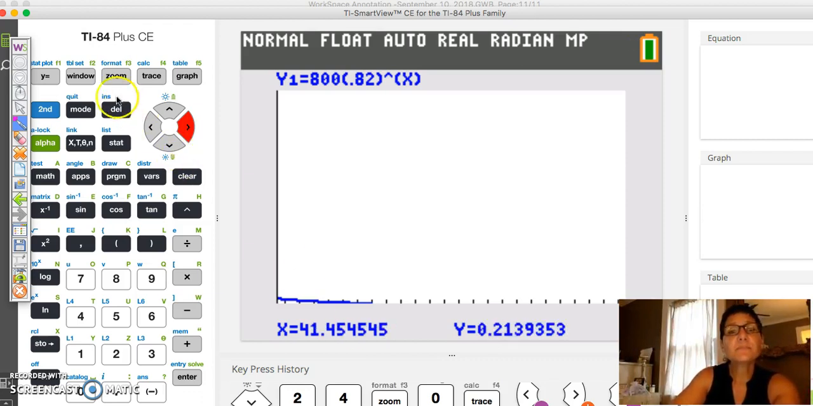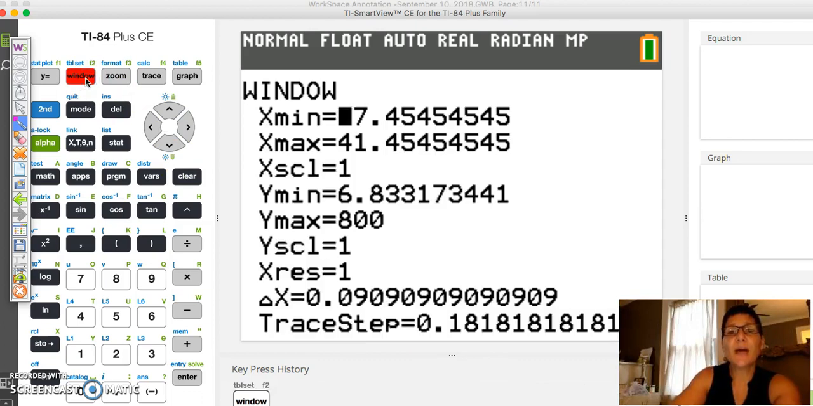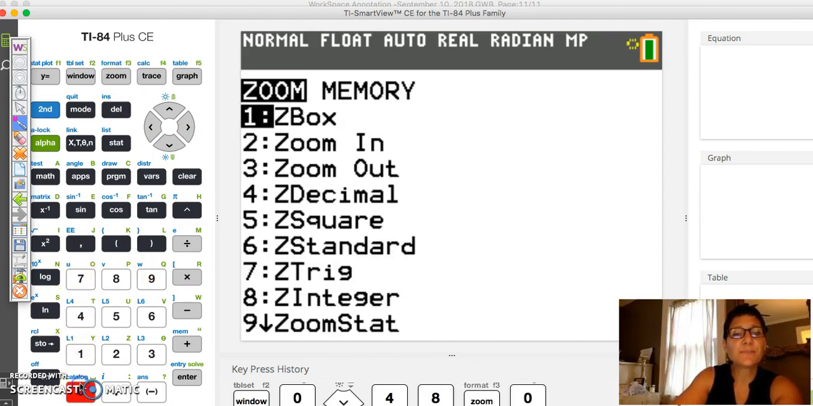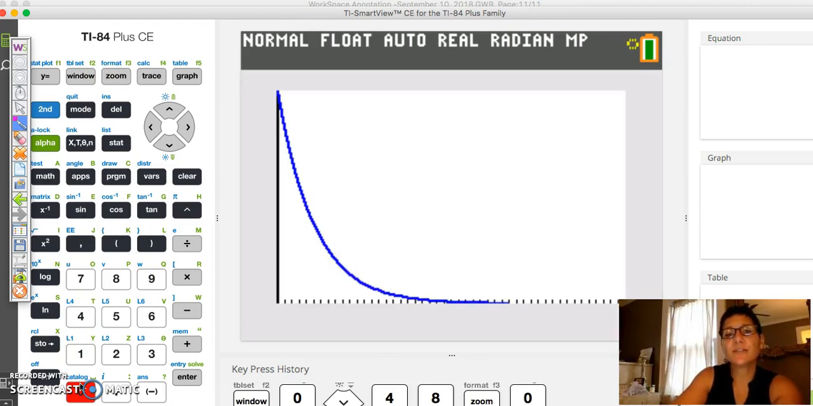Okay? So if you go into your window now, look at how it changed. Your X minimum is now at 17. I don't want it at 17. We'll leave it like this, and let's do a 48-hour window. I kind of like 0 to 48, and then press your zoom 0, and let's see what that looks like. So again, it's showing you, wow. Over the course of 2 days, look at how fast that's decreasing.